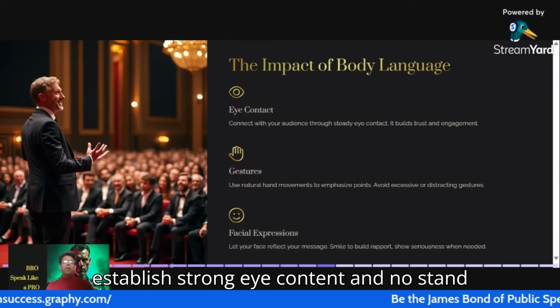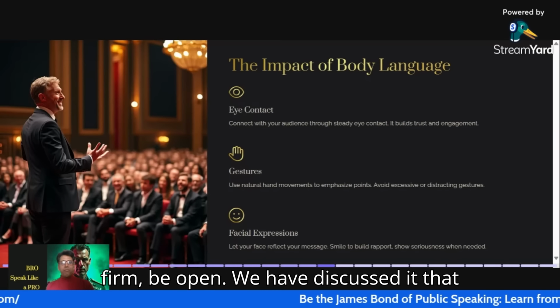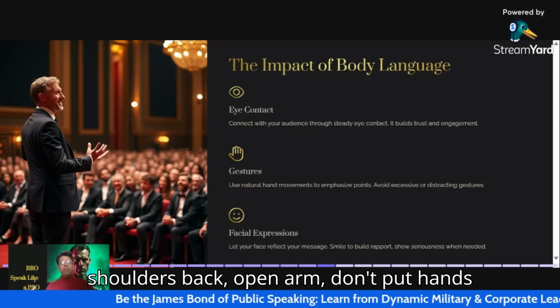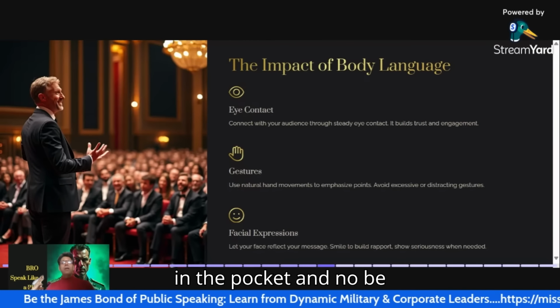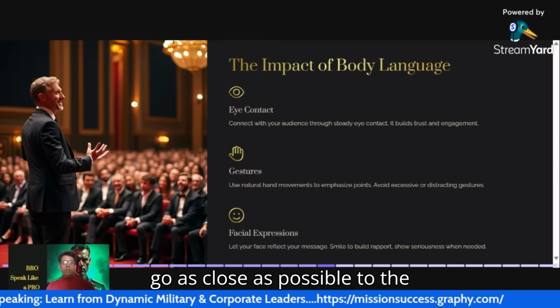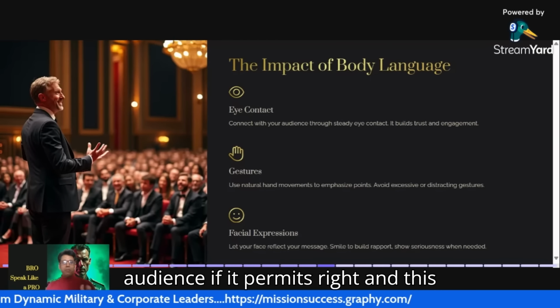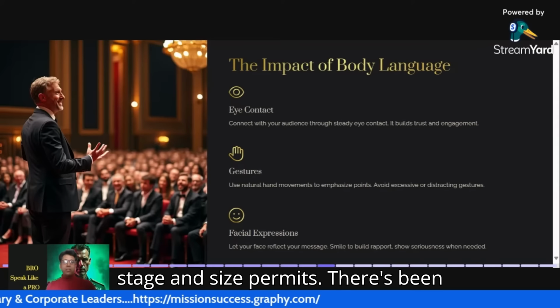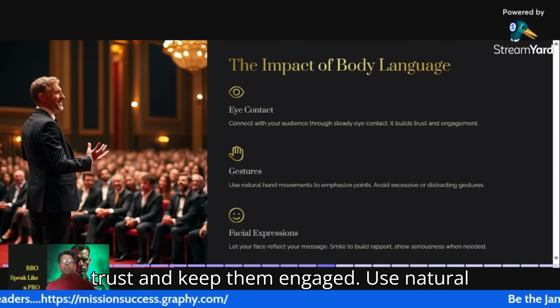So establish strong eye contact, stand firm, be open. We have discussed it: shoulders back, open arms, don't put hands in the pocket, go as close as possible to the audience if it permits, right? If the stage and size permit. This builds trust and keeps them engaged.